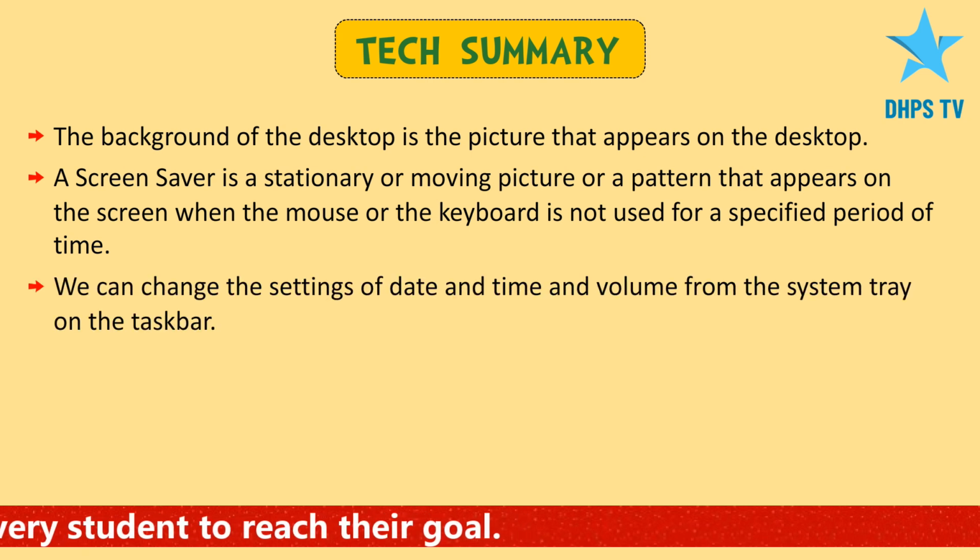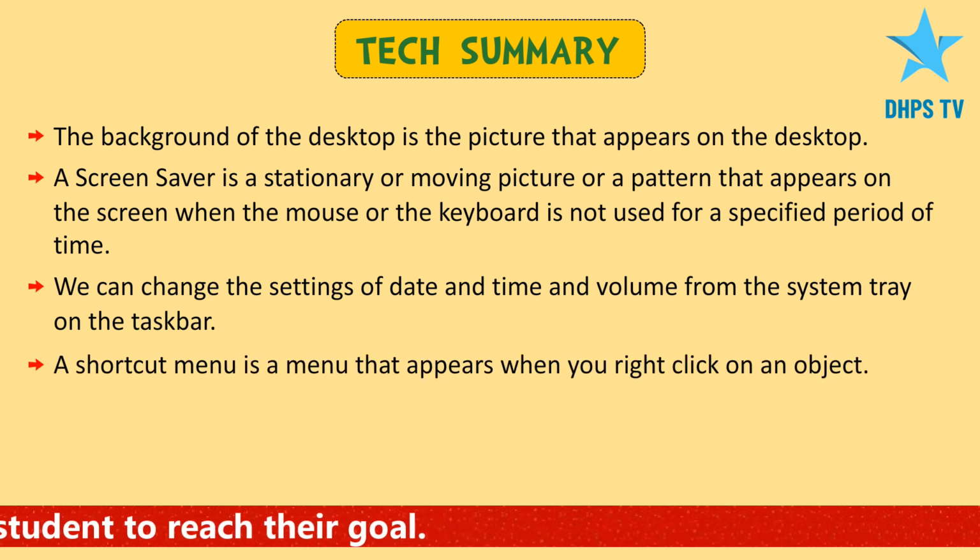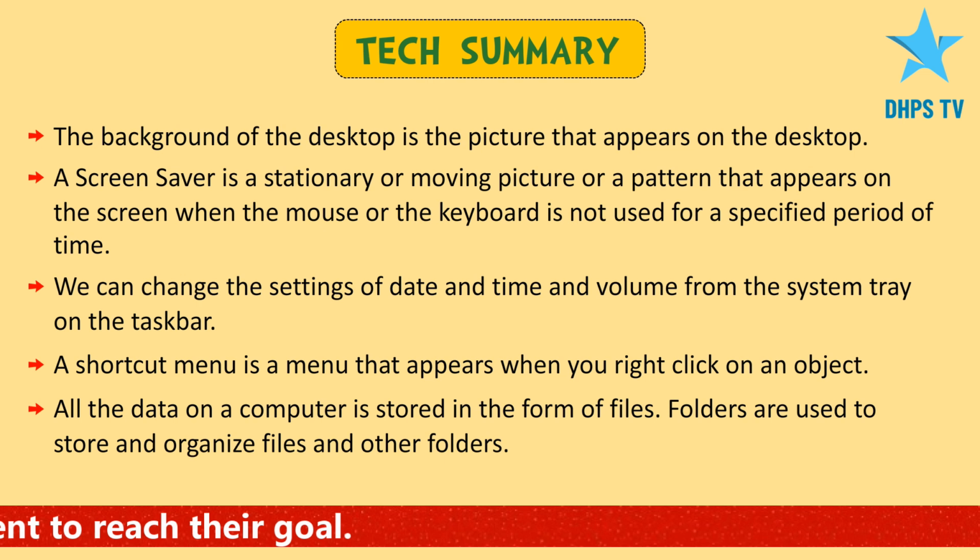We can change the settings of date and time and volume from the system tray on the taskbar. A shortcut menu is a menu that appears when you right-click on an object. All the data on a computer is stored in the form of files. Folders are used to store and organize files and other folders.